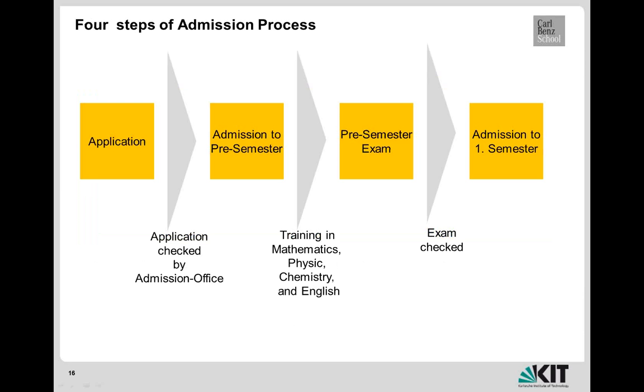So just have a short look at how the application runs. You send in the application. Right away, the application will be checked by the admission office. The admission will be granted to the pre-semester, which is the preparation, the training in mathematics, physics, and chemistry, and then there will be an entry exam. Of course, we give you detailed information on this too. Then the exam will be checked, and then you will have admission to the first semester.